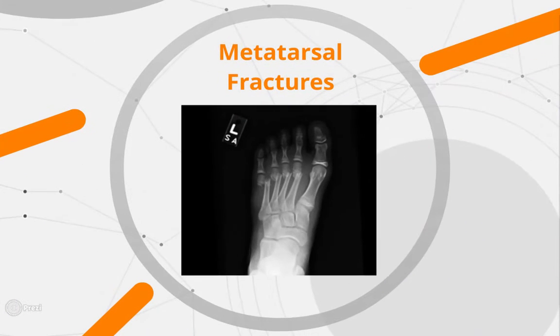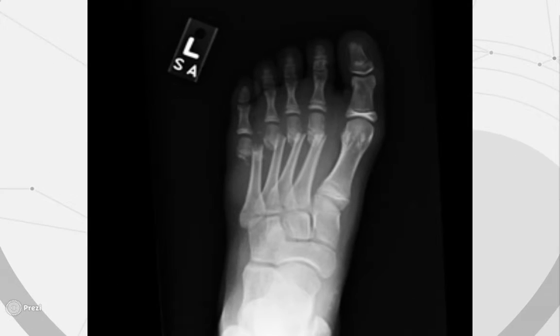Metatarsal fractures. These may be crush injuries, spiral fractures due to twisting injuries, and stress fractures. Some fractures will be obvious or can be identified simply by inspecting the outlines of each metatarsal.